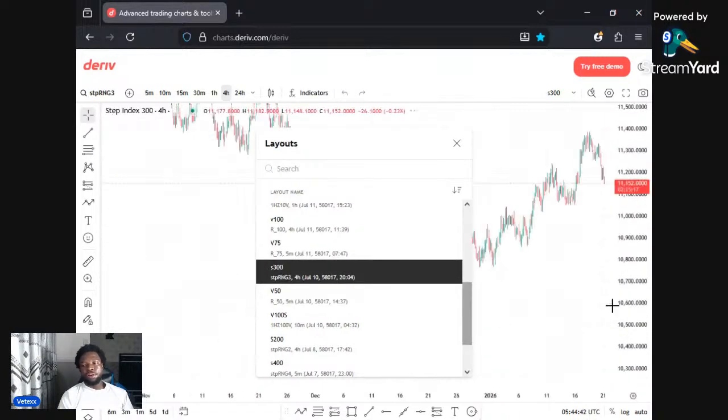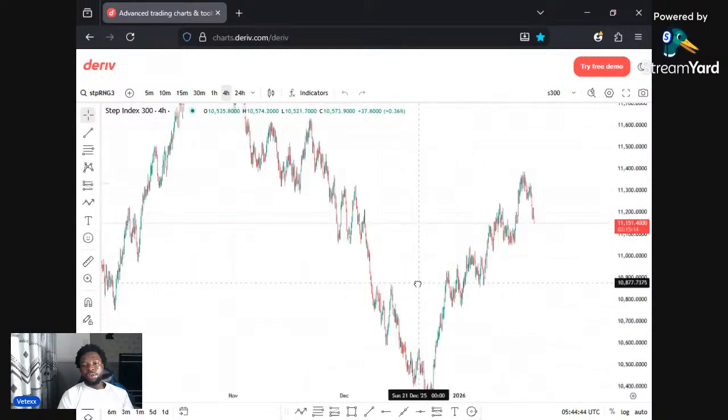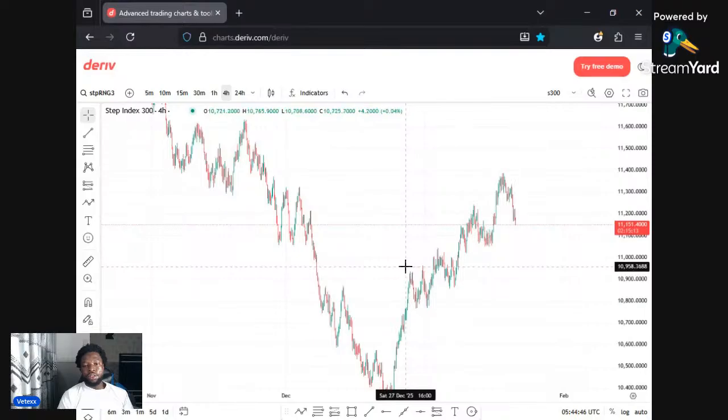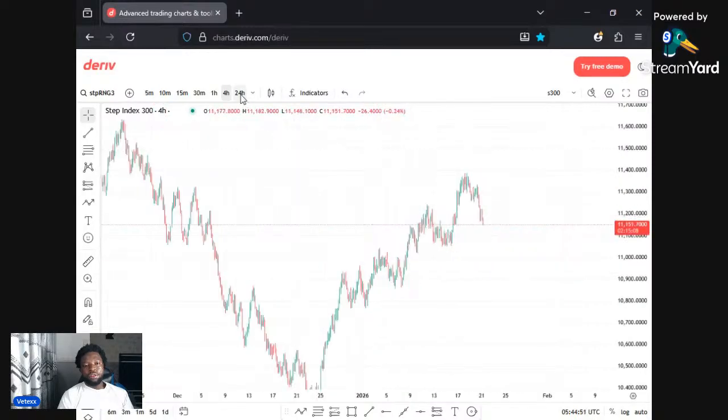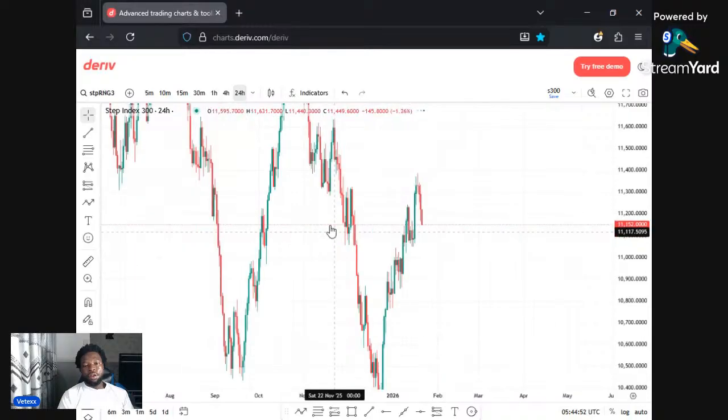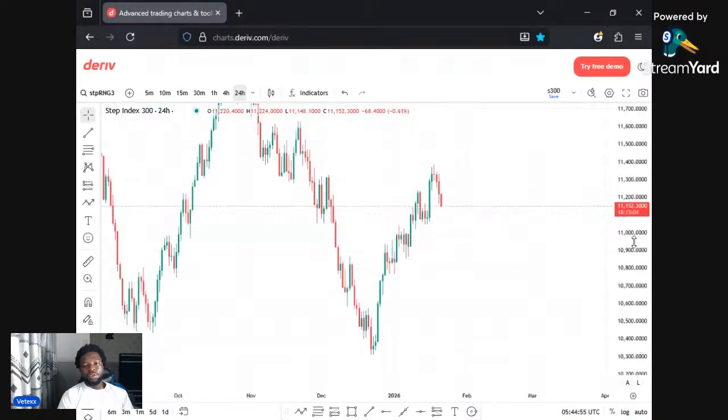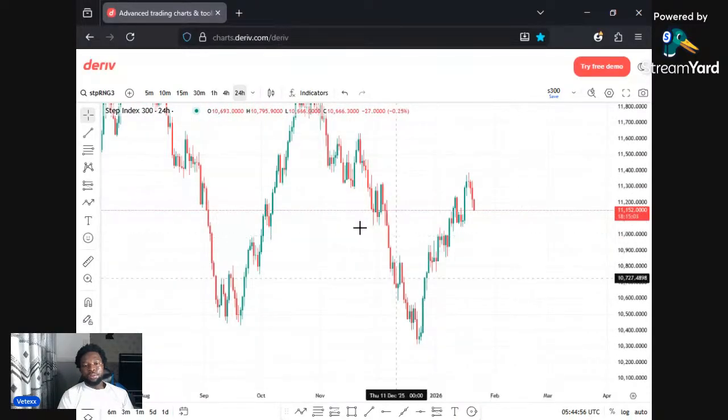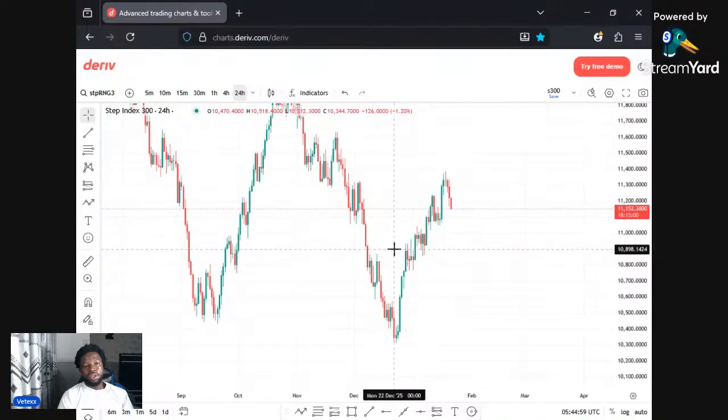Next is step 300. On step 300, we don't really have anything going on at the moment. So on a daily time frame, we can't find a continuation on step 300 and we won't force any continuation.